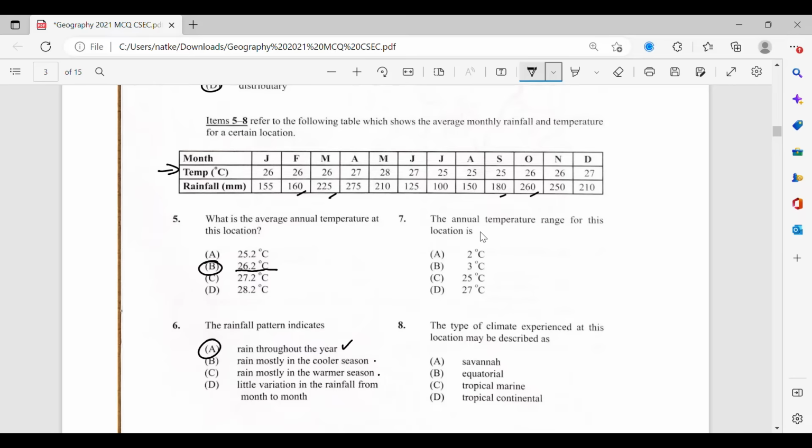Number 7. The annual temperature range for this location is. So how do we find temperature range? We look back at the temperature, we find the highest one. In this case, it is 28.